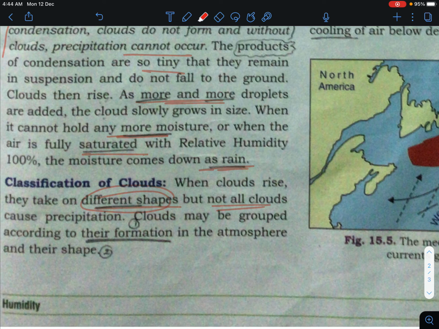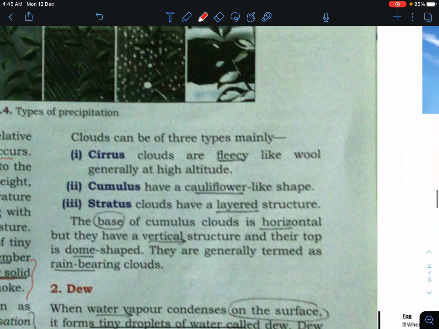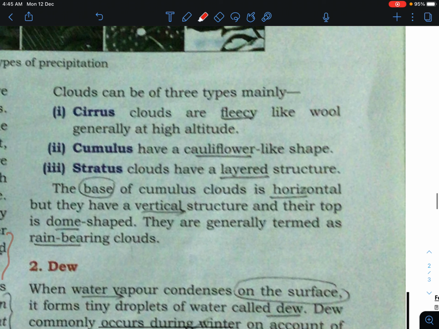Clouds may be grouped according to their formation in the atmosphere and their shape. Now we have already gone through this: cirrus means fleecy, like wool, and is generally at high altitude. Then we have cumulus, which means a cauliflower-like structure, and stratus, which means a layered structure.